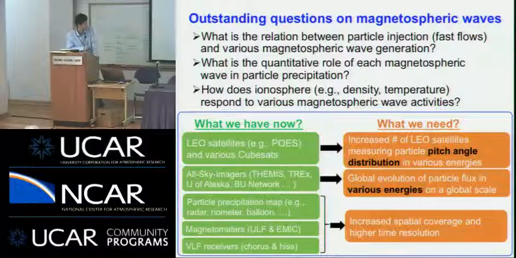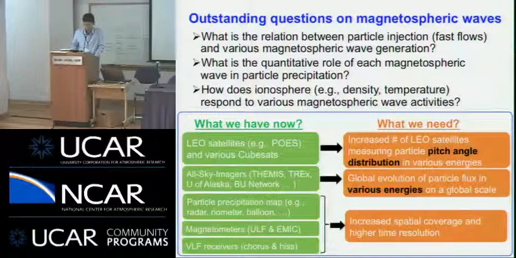So in conclusion, the community now has a lot of nice assets around. We need to coordinate these and also increase the number of instruments to cover as much space as possible, to get a comprehensive understanding of parameters in the MIT coupling system. And that's it.